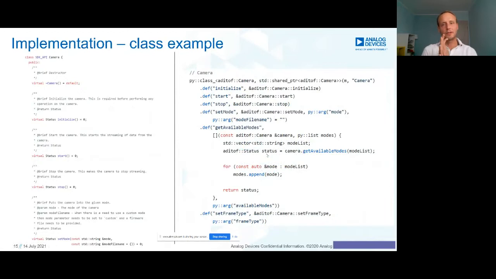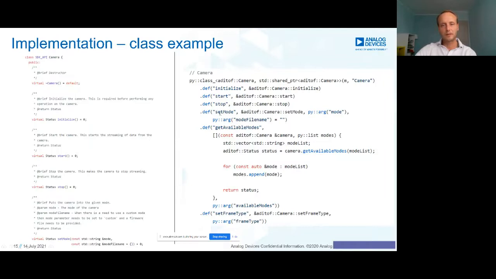The other example is a class implementation. Here on the left we have the C++ implementation, and here on the right we have the Python binding. What's interesting here is that there are functions like initialize, start, stop, that don't have any parameters. And in order to implement the binding for them, we just had to do this define, and that was basically it. And there are more complex functions like setMode, which receive 2 parameters, and they have a different way of being implemented in the Python binding.